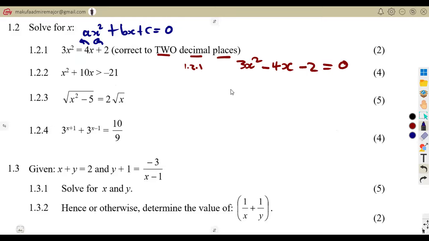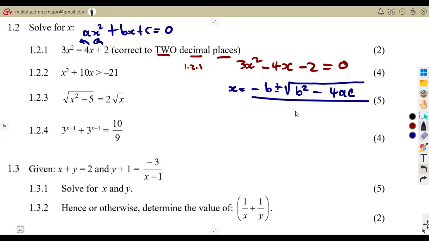Use your quadratic formula. x is equal to minus b plus or minus the square root of b squared minus 4ac, everything over 2a, where we understand from this format that a is the part affecting x squared. So this is our a, which is 3. b, the coefficient of x, is -4. And our c is the constant, which is -2.